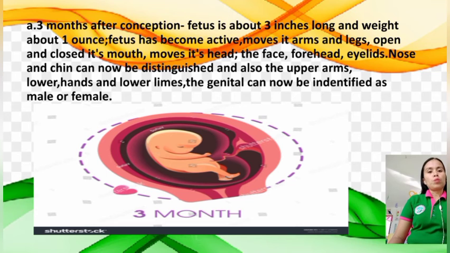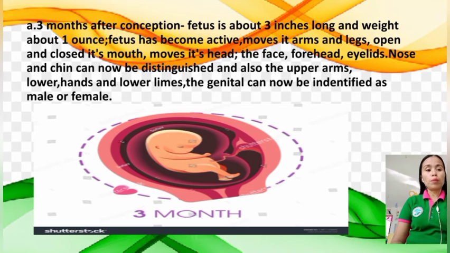3 months after conception. So, 3 months after the conception of a baby, the fetus is about 3 inches long, and weighs about 1 ounce. The fetus has become active. It moves its arms, its legs, opens and closes its mouth, and moves its head. The face, forehead, eyelids, nose and chin can now be distinguished, and also the upper arms, lower hands and lower limbs. The genitals can now be identified as male or female.